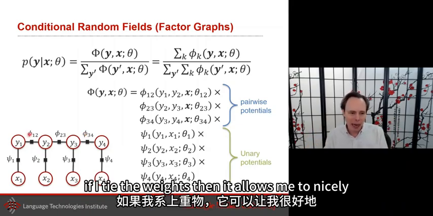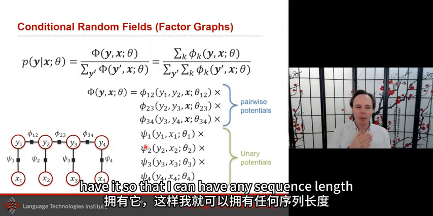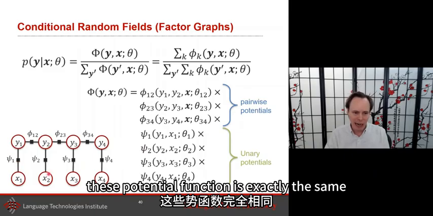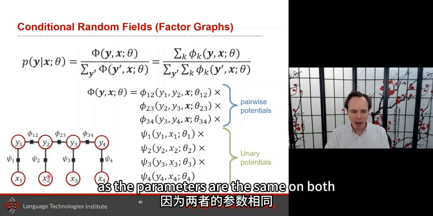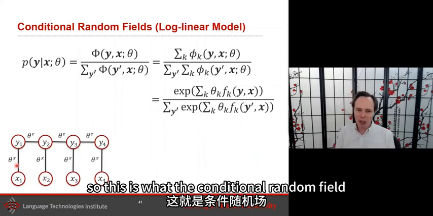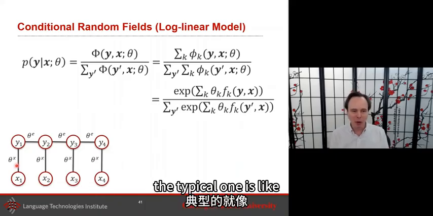If I tie the weights, then it allows me to nicely have any sequence length, because then this potential function is exactly the same as this. The parameters are the same on both. So this is what the typical conditional random field is like.